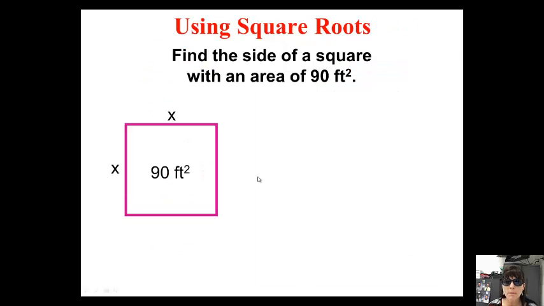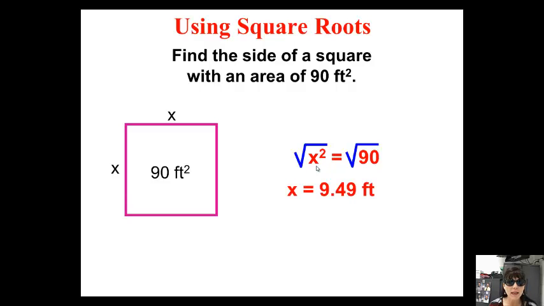Let's try a word problem. Find the side of a square with an area of 90 feet. Well, if I know the area is 90 feet squared, that meant I took x times x. To find one side, I have to take the square root of it. So I'm going to take the square root of both sides. When I take the square root of x squared, I get x. What do I get when I take the square root of 90? Because it's not a perfect square, I get x equals 9.49 feet.